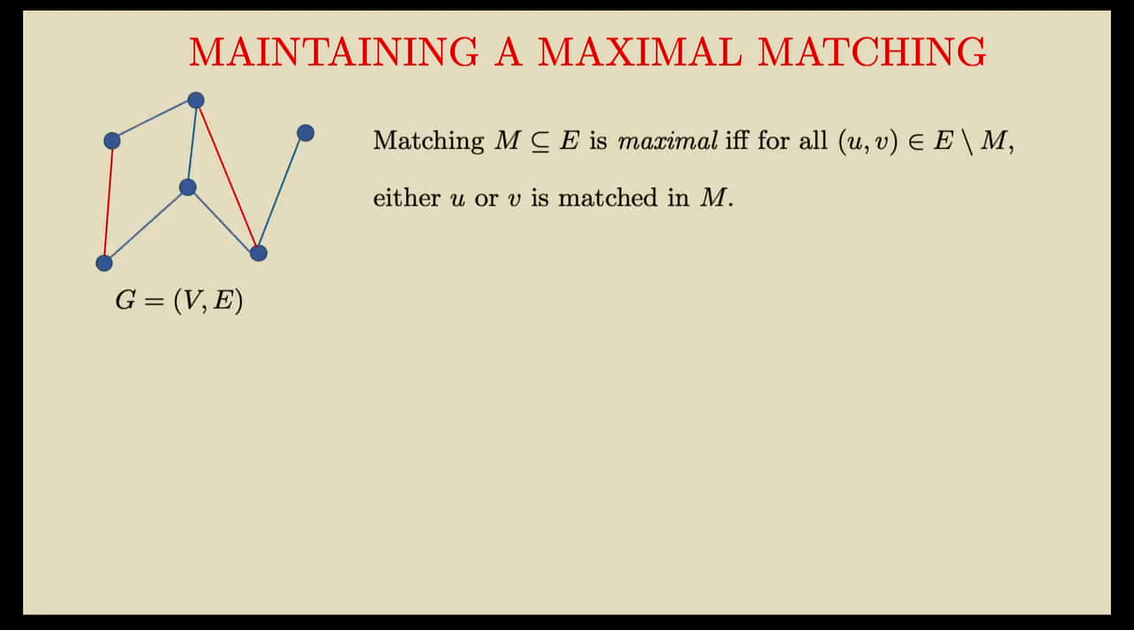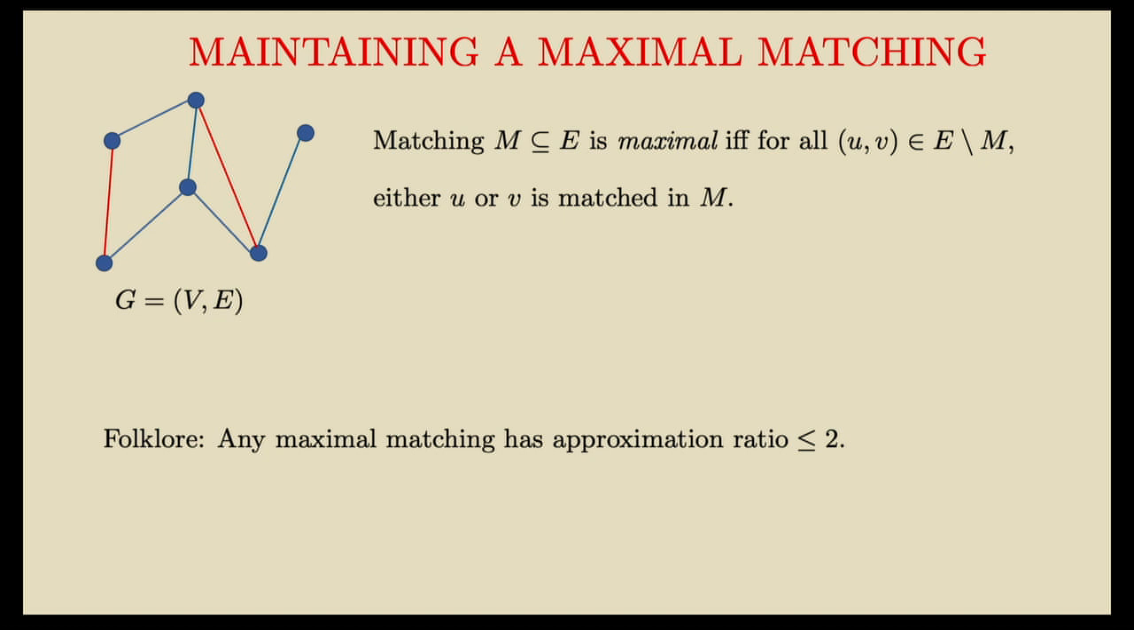So, let us say we are just running the greedy algorithm for matching, which will return a maximal matching. Just recall a matching is maximal if you look at any unmatched edge, at least one of its endpoints is matched. And you can get such a maximal matching as follows, just scan through the edges in any arbitrary order, just take as many edges as you can in your matching as you go through them in this order. Okay? And it is folklore that any maximal matching has approximation ratio at most 2.